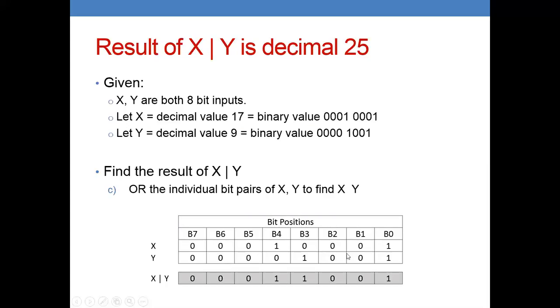So once again, here's X, here's Y. We OR the bit pairs together. In position B0, 1 ORed with 1 gives us a 1. In B1, 0 ORed with 0 gives us a 0. In B2, 0 ORed with 0 gives us a 0. B3, 1 ORed with 0 gives us a 1. And so on. We OR each of these bit pairs together to produce this final result. And this is actually a decimal 25. This binary representation is 16 plus 8 plus 1, or decimal 25.